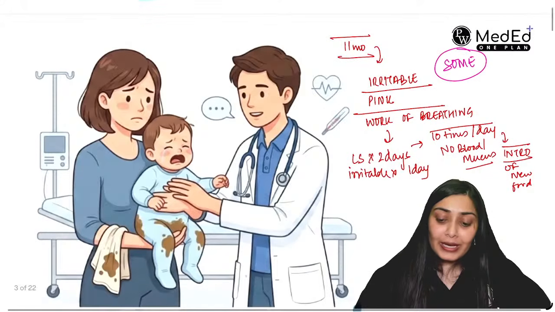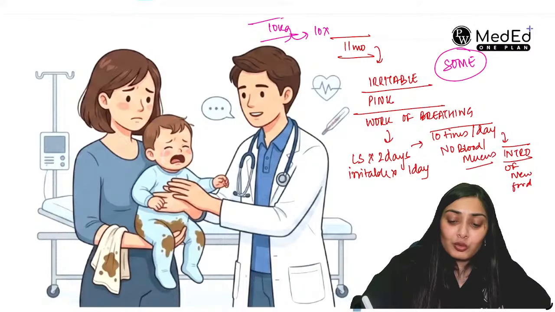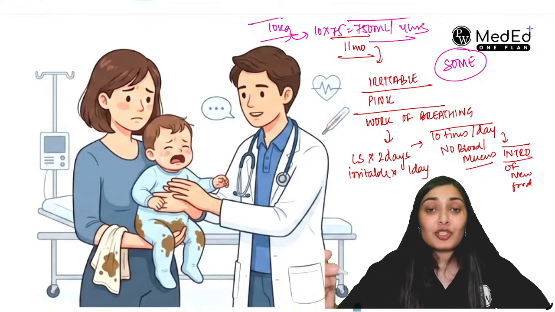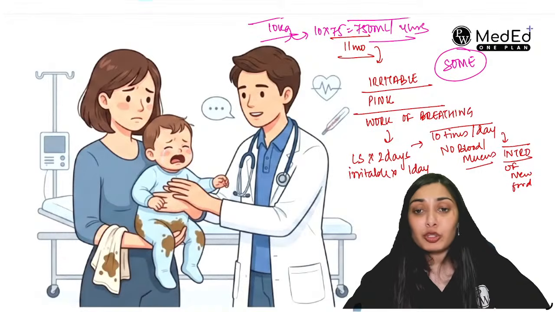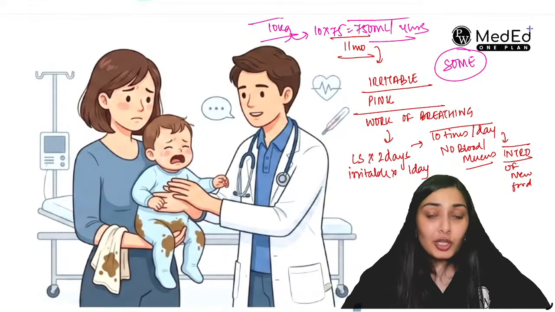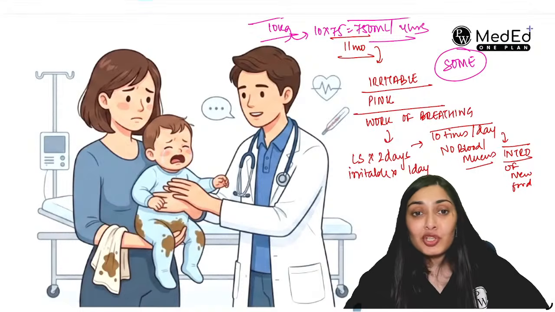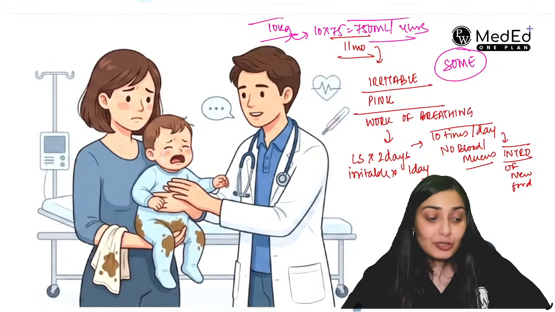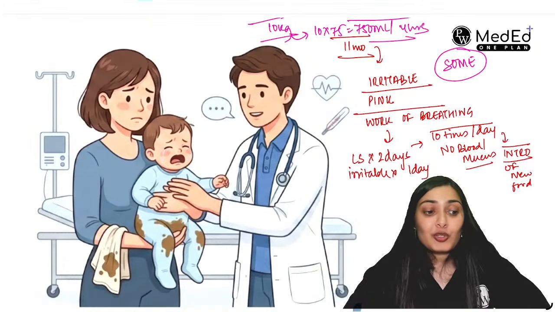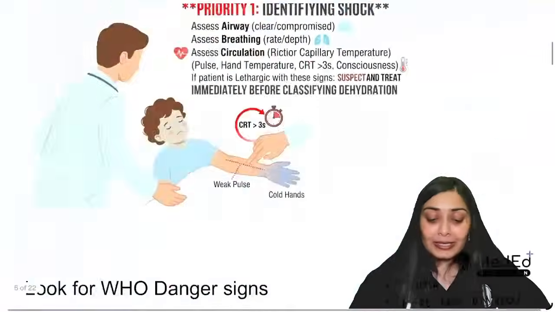So I told you this child is 11 months old. The weight is 10 kg. How much ORS are you going to give? 10 into 75, that is 750 ml over the next 4 hours. And apart from that, as the child is less than 2 years, the general thumb rule is 50 to 100 ml of ORS per loose stool you offer to this child, right? And apart from that, obviously, we are going to give zinc. This child is 11 months old, so 20 mg zinc every day for the next 14 days, right? So this is all about approaching diarrheas in children.